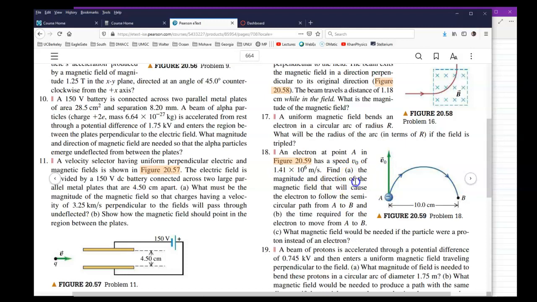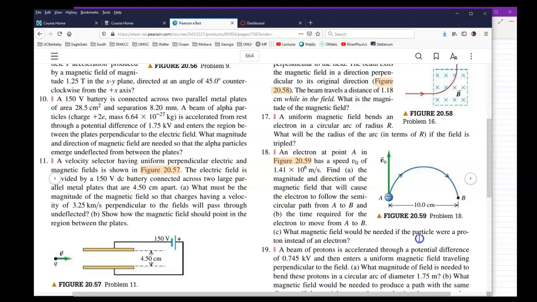Question: find the magnitude and direction of the magnetic field that will cause the electron to follow a semicircular path from A to B. Something similar to what we have just talked about, the mass spectroscopy. So you want the magnitude and the direction of the magnetic field. Good. And B, the time required for the electron to move from A to B. And C, what magnetic field would be needed if the particle was a proton. I'll have you do part C. Part C is identical to A and B if you understand them, so you just replace it with a proton.